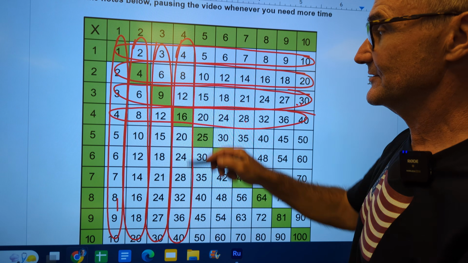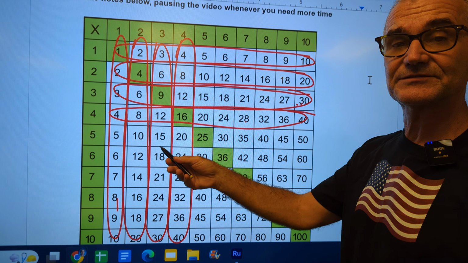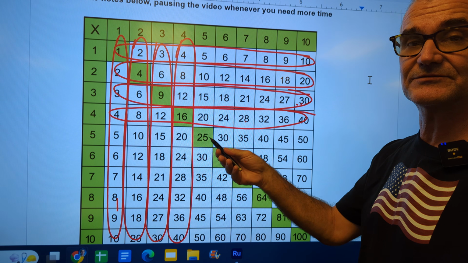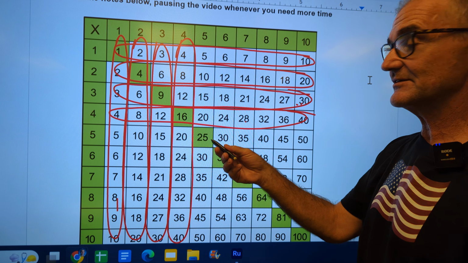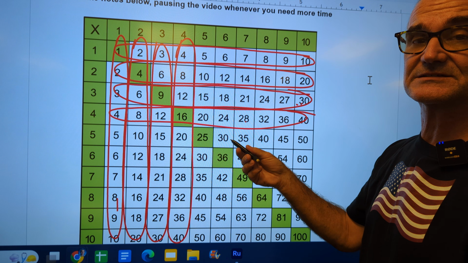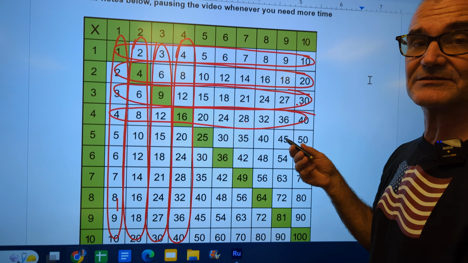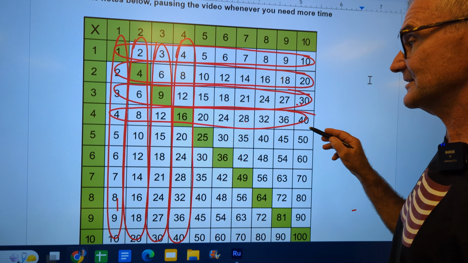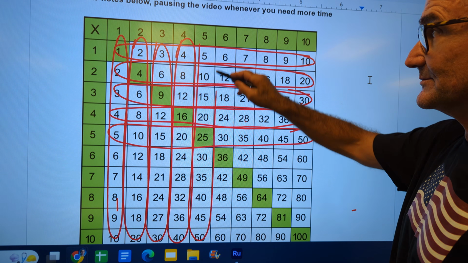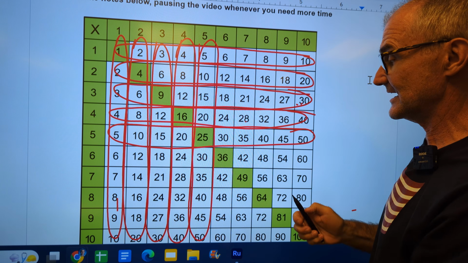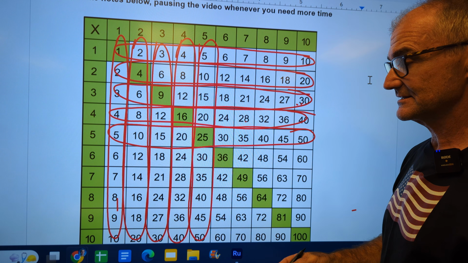Next are my fives. First thing I would do with my fives, I would just practice counting by 5. 5, 10, 15, 20, 25, 30, 35, 40, 45, 50. Do that enough, then you'll just know that 5 times 5 is 25, 5 times 6 is 30, 5 times 7, 35, 5 times 8, 40, 5 times 9, 45, 5 times 10, 50. So there are my fives. So I've taken this 10 by 10, 100 multiplication facts, and I only have 25 left. So let's take a look at the nines next.